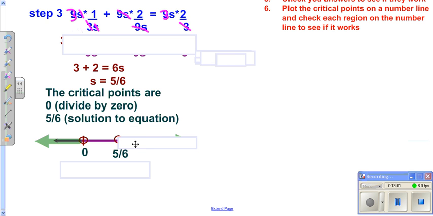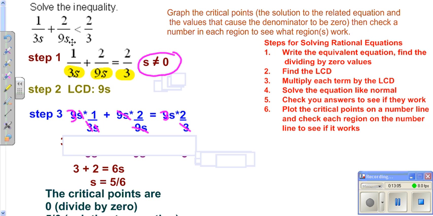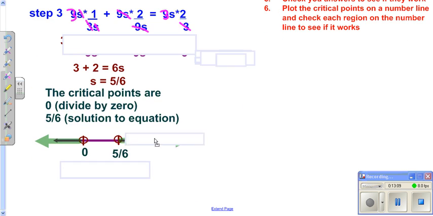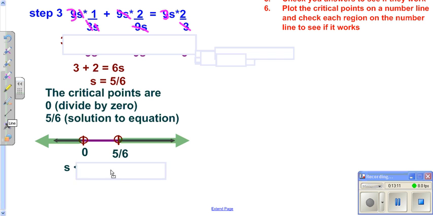Doesn't work. And then you try a number over here, say 1. Take 1, plug it in here for your s's, and it ends up being a true statement, so it's going to work. So then you write your inequality. It's going to be two separate inequalities since you're dealing with two totally separate regions.